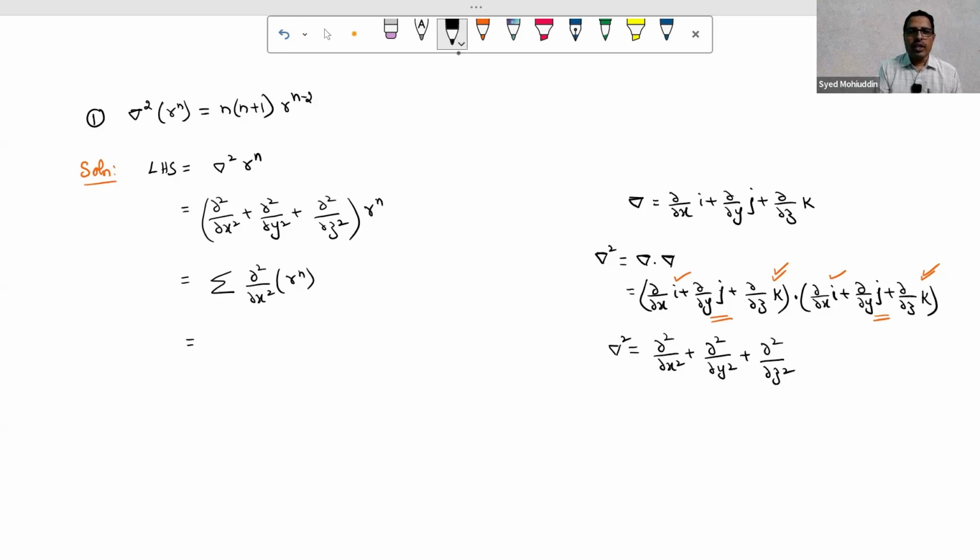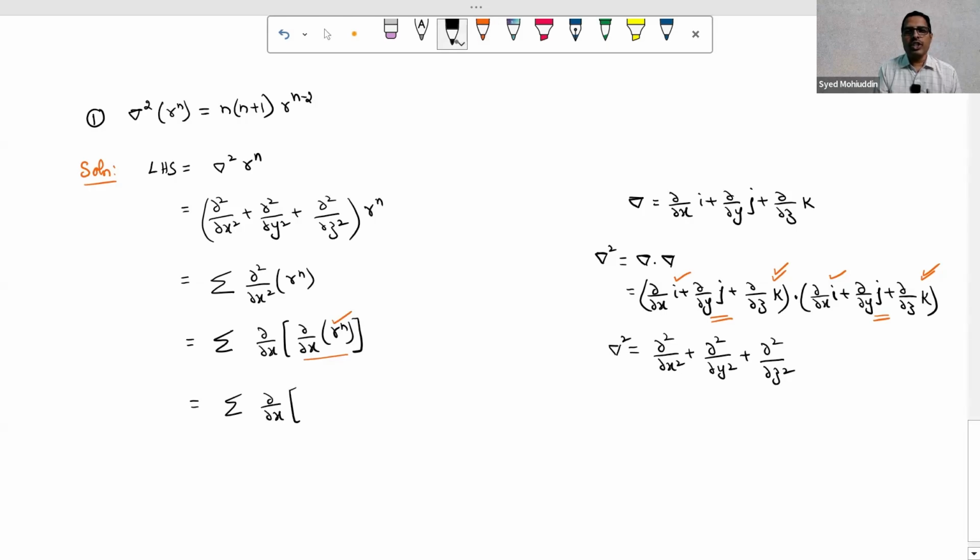So now dou square by dou x square can be written as dou by dou x of dou by dou x. Dou square by dou x square of r power of n can be written as dou by dou x of dou by dou x of r power of n. Now let's differentiate this r power of n partially with respect to x. So that will be nothing but the summation of this dou by dou x as it is.